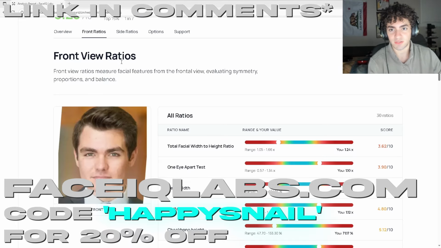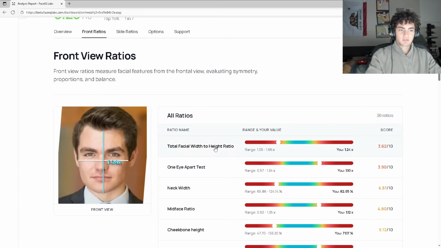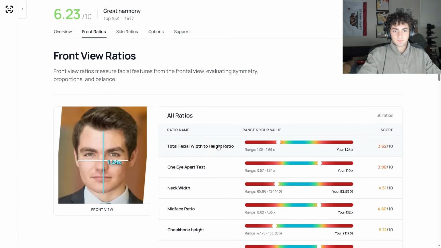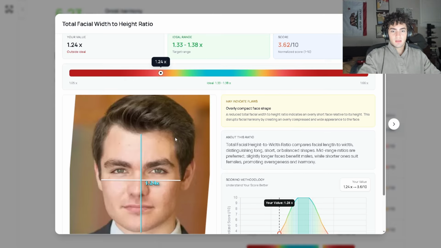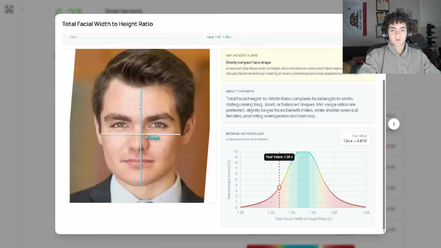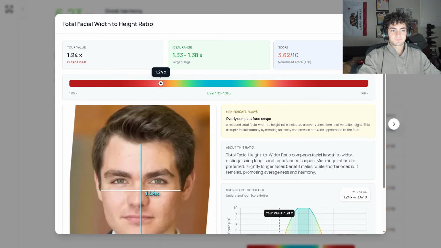Let's get into the front ratios. Alright, so for the first measurement, we're going to be looking at his first flaw. It's his total facial width to height ratio. So for Nick Fuentes' total facial width to height ratio, his face is 1.24 times longer than it is wide, which indicates that his face is too short. As you can see, his face is a bit too short, looks a bit too compact. It's very feminizing, and yeah, it's pretty clear.